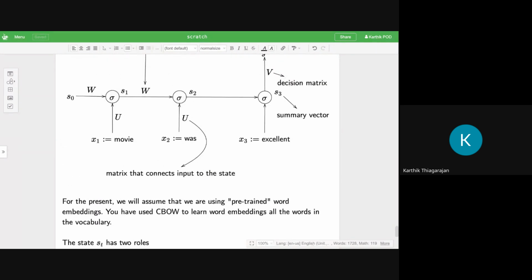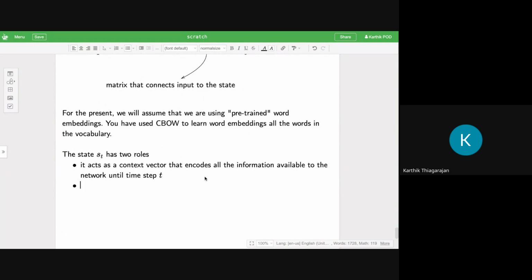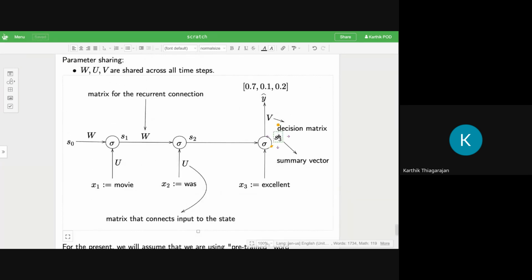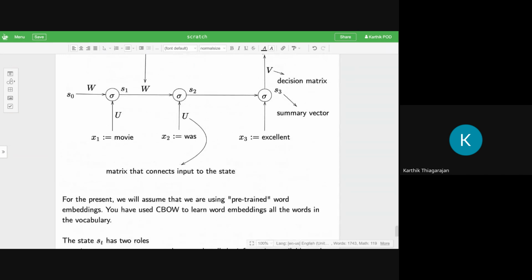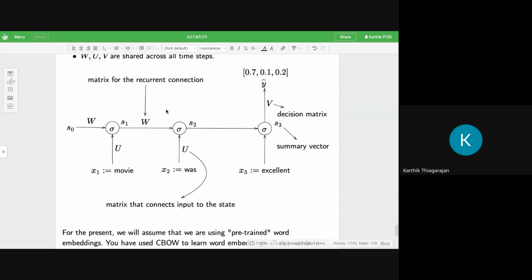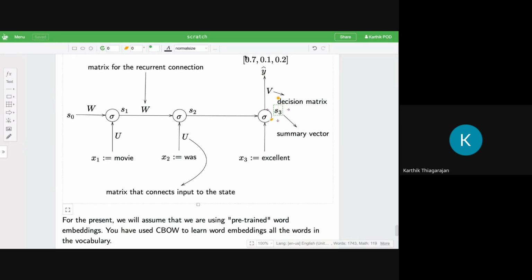So the state has two roles. One is that it acts as a context, and it also acts as a summary vector in some sense. This is another role that helps the network make its final decision. Both of these are roles played by the state vector. One is it carries over information from one time step to the other, and at the end, it also helps in making a final decision whether this is a positive, negative, or neutral sentiment. This will come in handy later, knowing that the state does both these things.